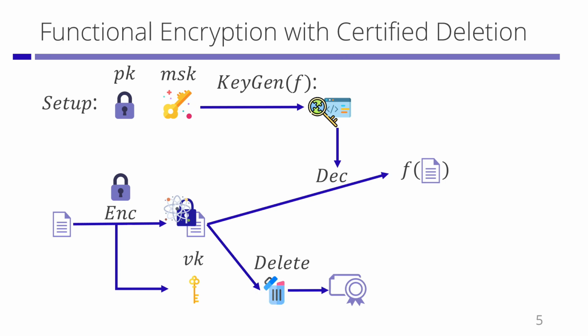And we have a deletion algorithm, which takes the quantum ciphertext and outputs a certificate for deletion. By using the verification algorithm, we can check whether this certificate is valid or not. So if the certificate is valid, it is guaranteed that the ciphertext is deleted. This is functional encryption with certified deletion.